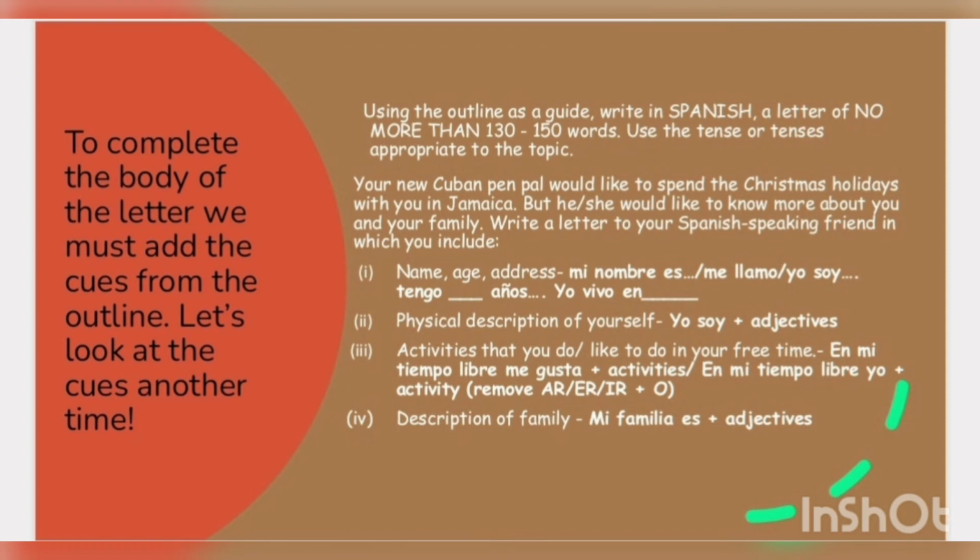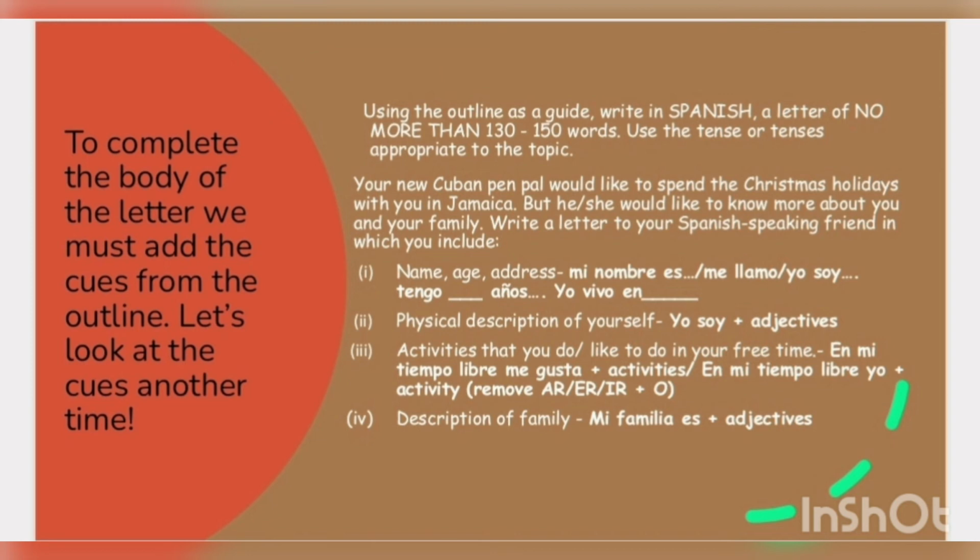So what you see I have there beside each of the cues, this is what I want you to do. Notice cue number 1 says that you should put your name, your age, and your address. Notice what I have there beside it: Mi nombre es, me llamo, or yo soy. Why? Because that is how you'd go about presenting or giving somebody a name in Spanish. So you write that down in pencil.